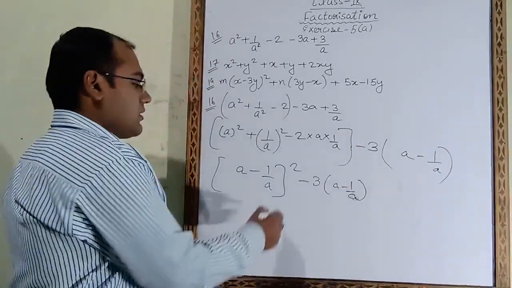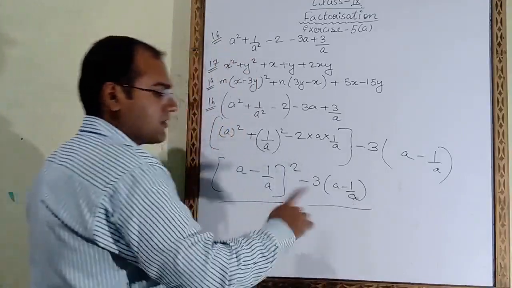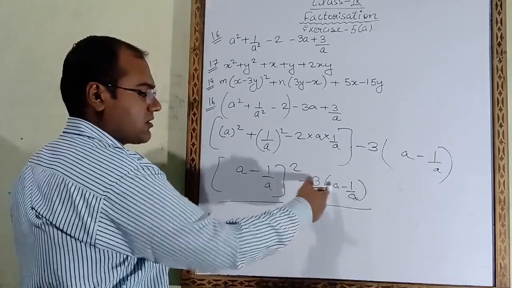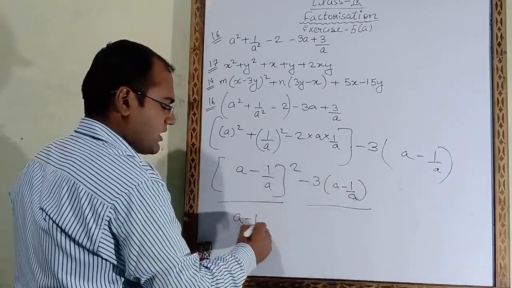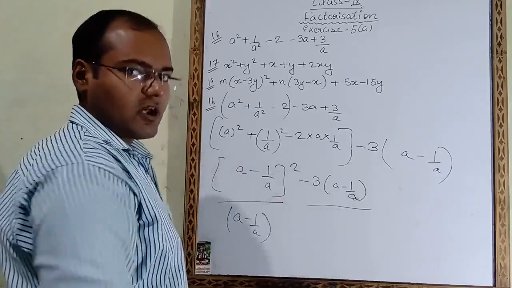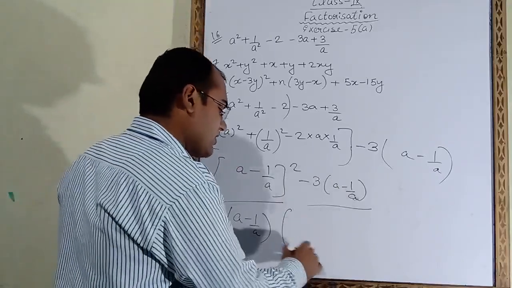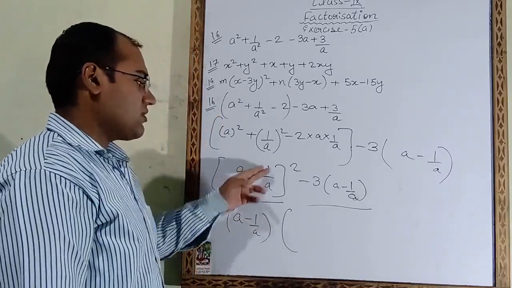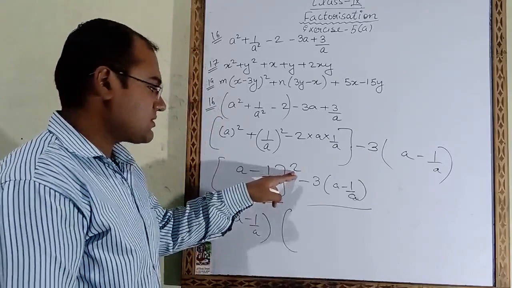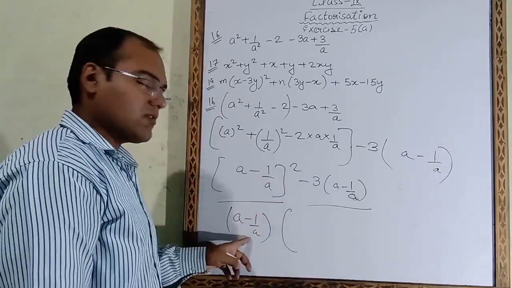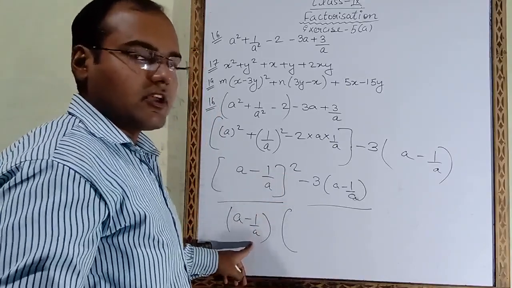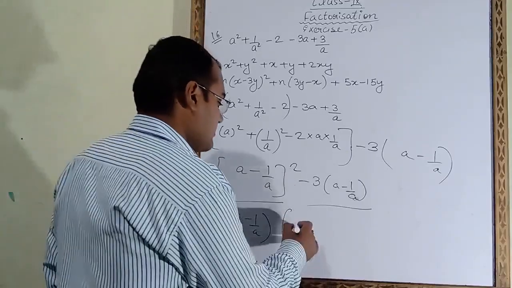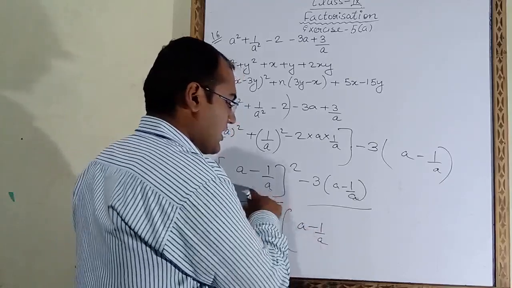Now this is one term, this is another term. From these two we will take common. A minus 1 upon a is coming in both the terms, here also and here also. So here we will take a minus 1 upon a common outside the bracket. Now in another bracket you have to write the remaining part. From this a minus 1 upon a, how many times is it coming? 2 times. So from these 2 times, 1 time we have taken common. So after taking common, here it is 2 times. So we will get here a minus 1 upon a, 1 a minus 1 upon a is remaining.